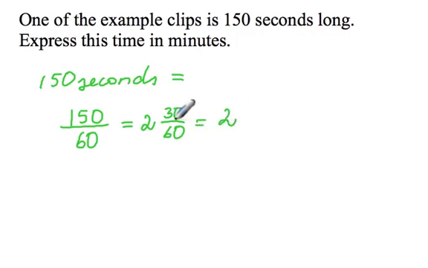And 30 seconds out of 60 seconds is 1/2, because 30 divided by 30 is 1, and 60 divided by 30 is 2. So 150 seconds is the same as 2 and 1/2 minutes.